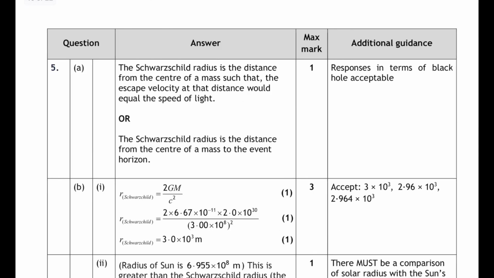There's the marking instructions. Now, our answer is the bottom one of those statements. The Schwarzschild radius is the distance from the centre of a mass to the event horizon, although we've answered it in terms of a black hole. But it is an explain question, and that first answer there is probably a more detailed explanation in terms of the Schwarzschild radius relationship. It says the Schwarzschild radius is the distance from the centre of a mass such that the escape velocity at that distance would equal the speed of light. But both responses there are acceptable.